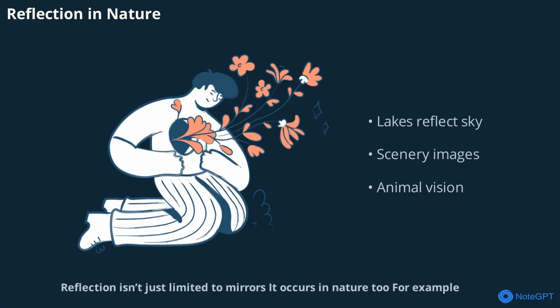Reflection isn't just limited to mirrors. It occurs in nature too. For example, lakes and ponds reflect the sky and surrounding scenery, creating beautiful images. Reflection helps animals see predators and prey and is a key part of how light interacts with the environment.